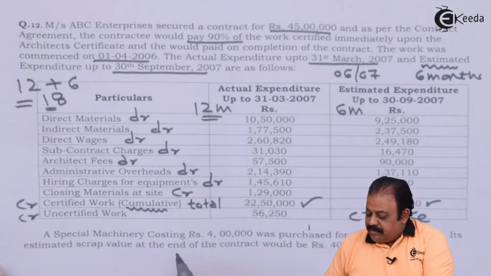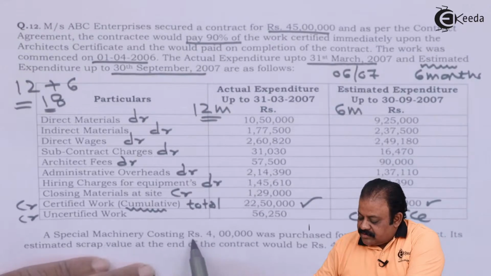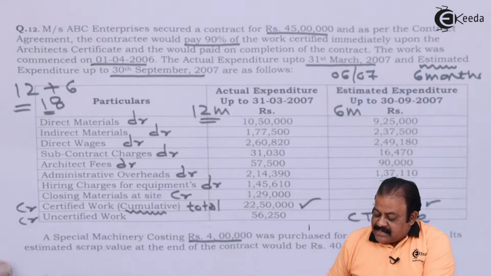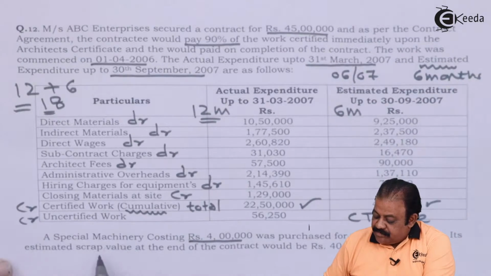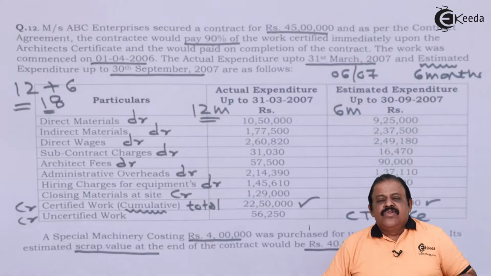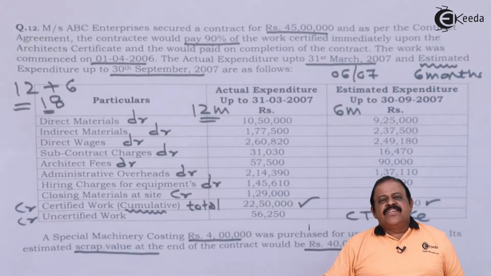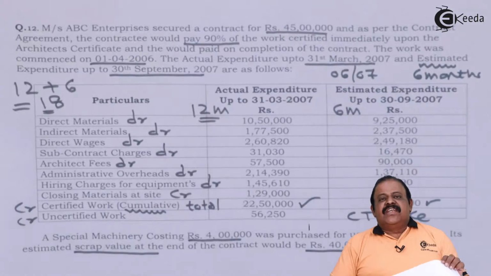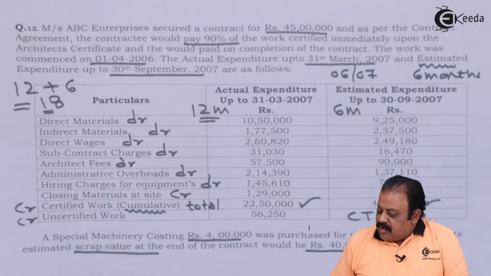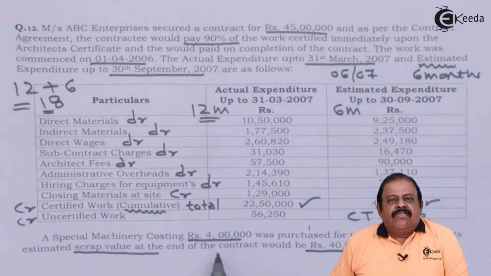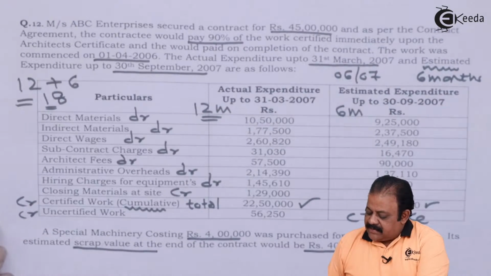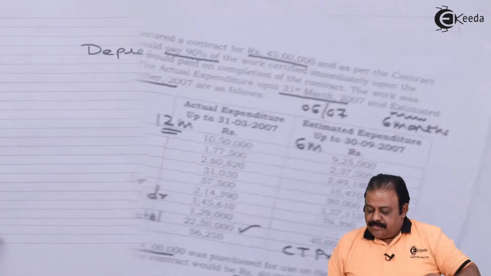A special machinery costing 4 lakhs was purchased for use on the contract. Its estimated scrap value at the end of the contract would be 40,000. So here they have given us information about one of the machineries, a special machinery which is bought for the contract. Now we are required to calculate the amount of depreciation on this machinery. Special machinery cost is 4 lakhs and its expected scrap value is 40,000.